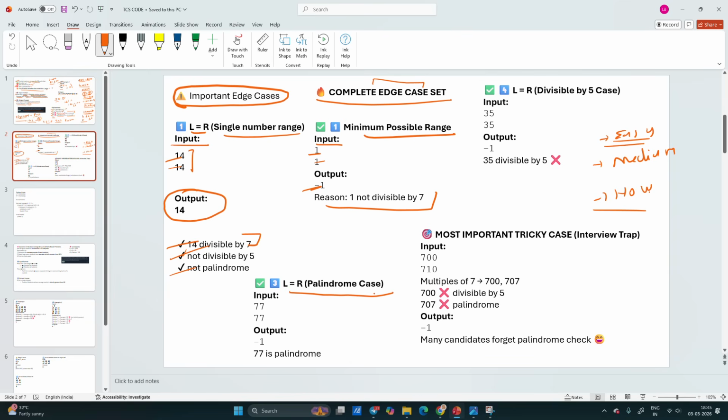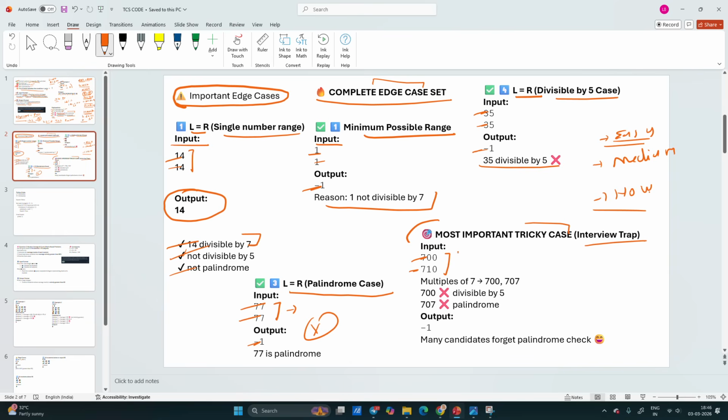Next is the palindrome case. Suppose 77 77: both are palindromes, so our condition is not satisfied, and -1 will be printed. Next is the divisible-by-5 case, 35 35: output -1, because 35 is divisible by 5. The most important tricky case is an interview trap.